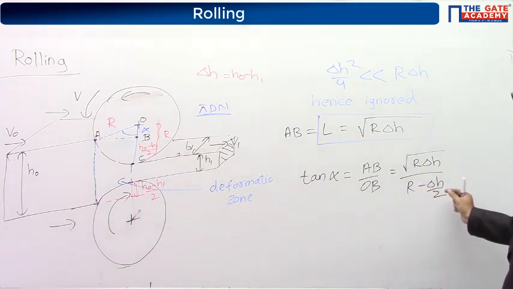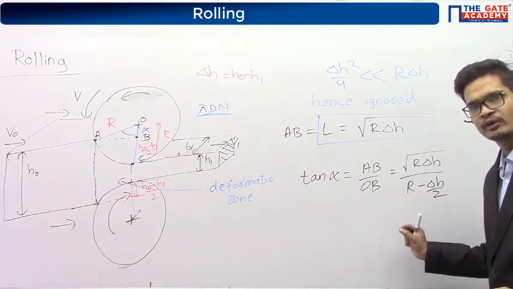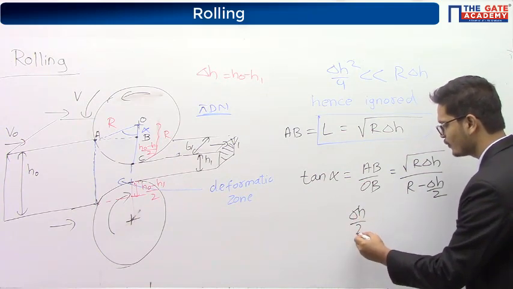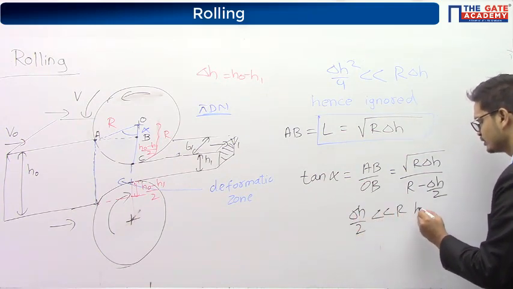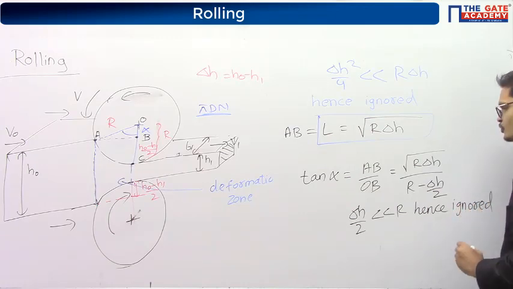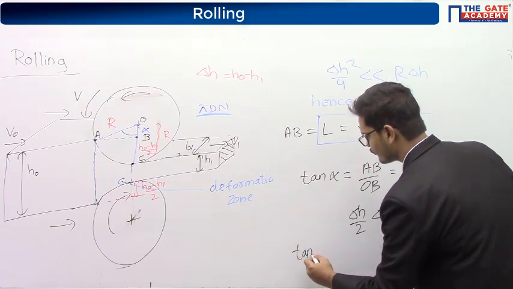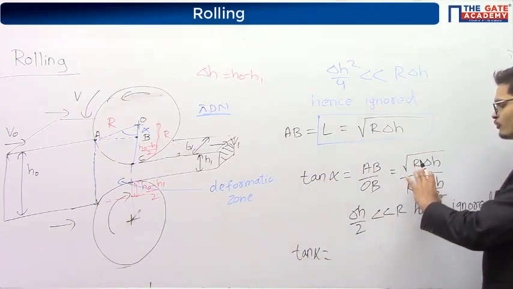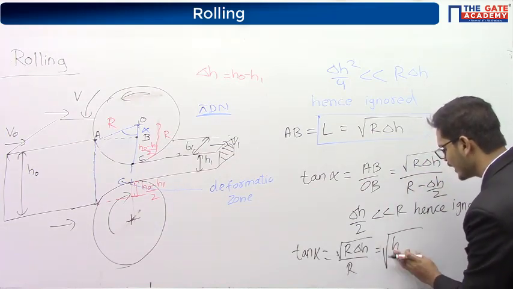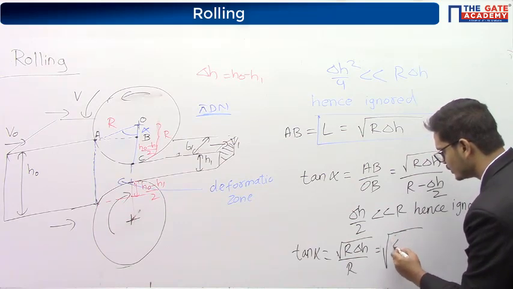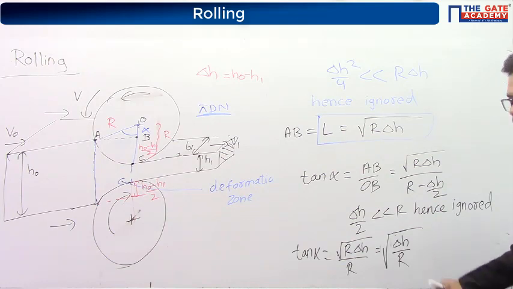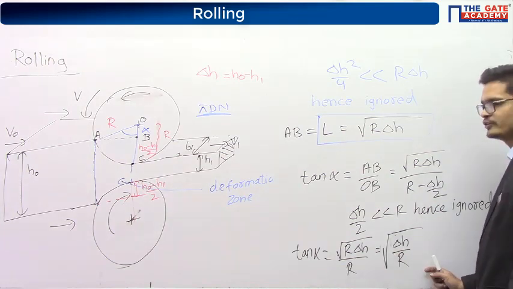Again, the delta H by 2 term is very, very small, so it is ignored. Delta H by 2 is very small than R, hence ignored. So what we get is tan of alpha is equal to root over of R delta H upon R. So it is root over of delta H by R. That is the value of tan alpha. This value of tan alpha will be used later. It will be very, very useful.